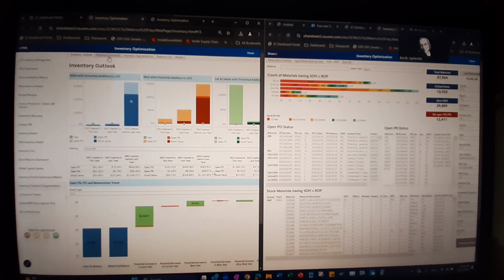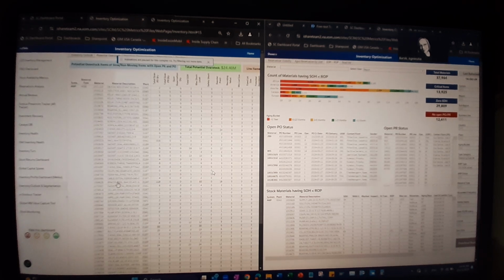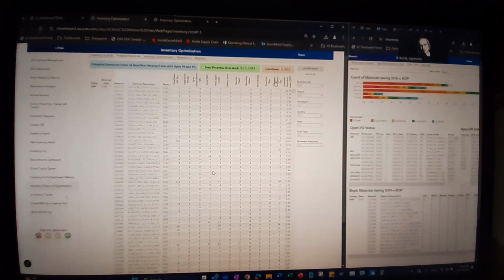So here we have potential overstock. This one should be all materials with all the documents, open POs, open PRs, open reservations, stock on hand, and other characteristics or other data. And in this column, there should be a calculation in the background that calculates potential overstock based on this data. Right. So, and when I filtered.